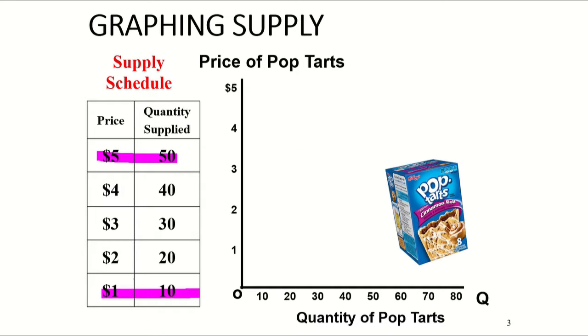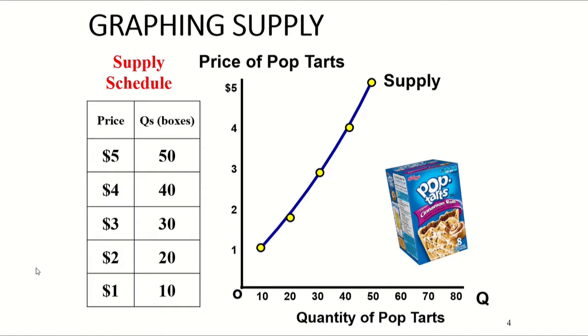So let's take a look at what our supply curve would look like, and we have this upward sloping curve. So as price decreases, our quantity supplied decreases, right? And as price increases, our quantity supplied increases. And that is the law of supply.